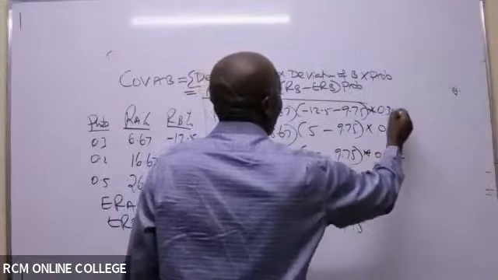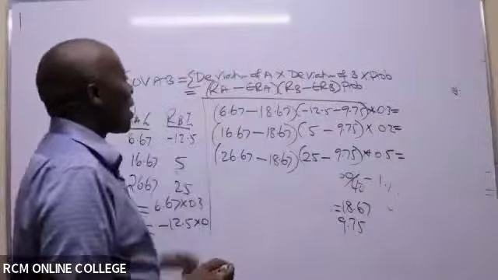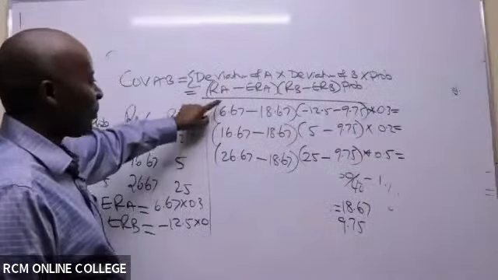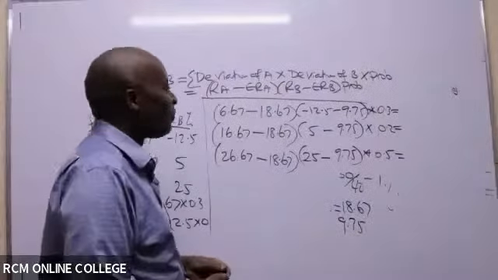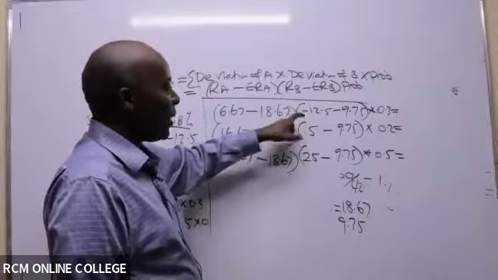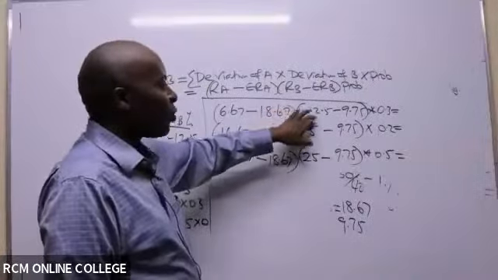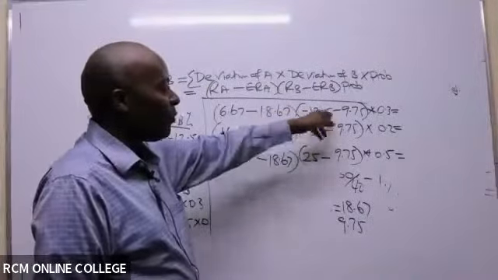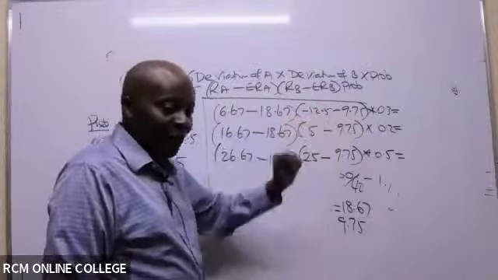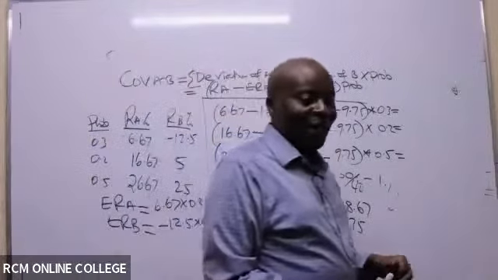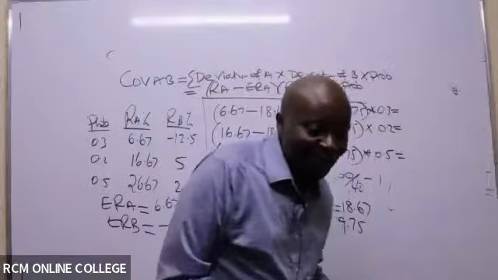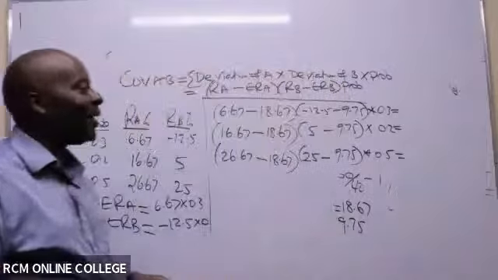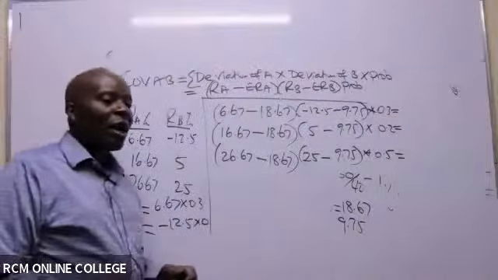Now you start going horizontal. You take the calculator and say open brackets, 6.67 minus 18.67, close, then times open bracket, minus 12.5 minus 9.75, close, times 0.3. Then you give me the figure. The first one, how much does it come to?